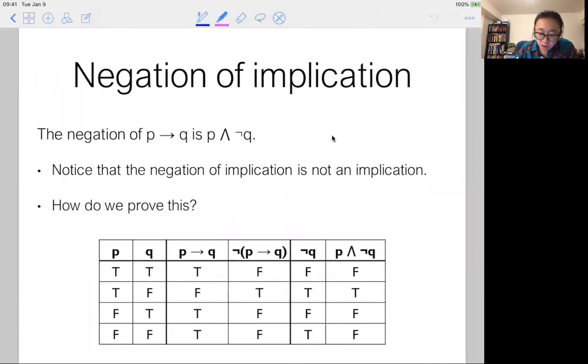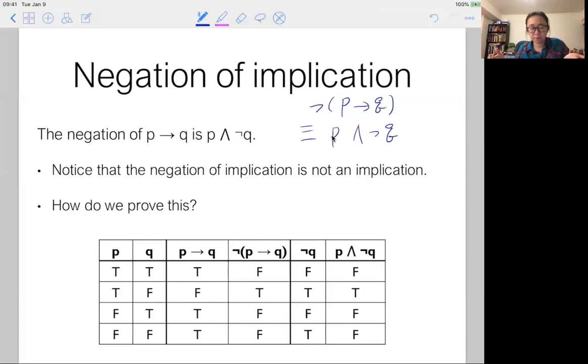Now we have the next thing, which is the negation of an implication. If I negate the implication P implies Q, it's logically equivalent to P and not Q. It's quite important to notice that if I take the negation of an implication, the result is no longer an implication. The result is actually a form of and statement: P and not Q.